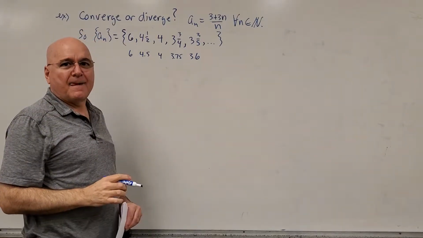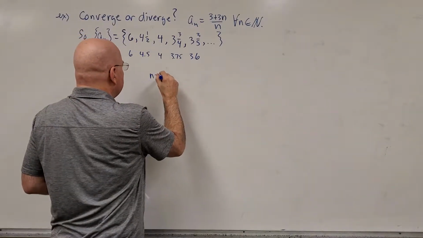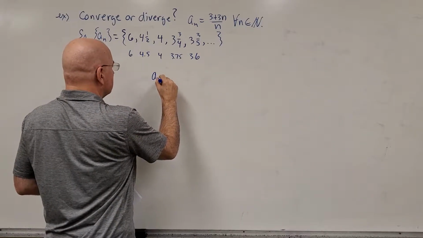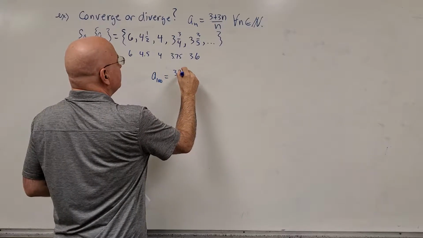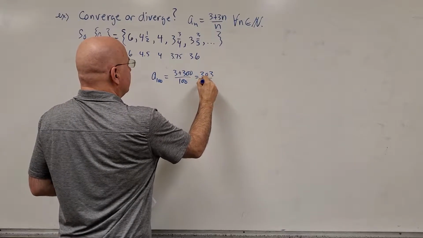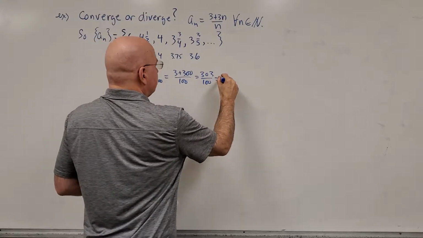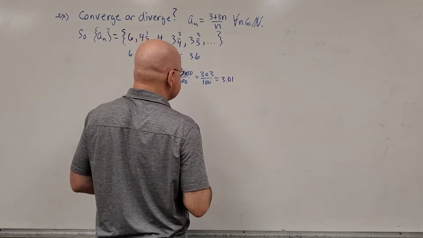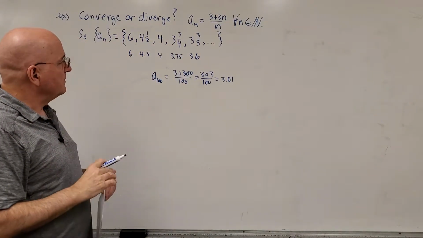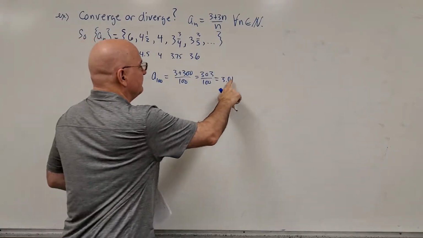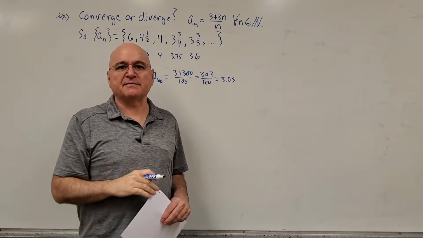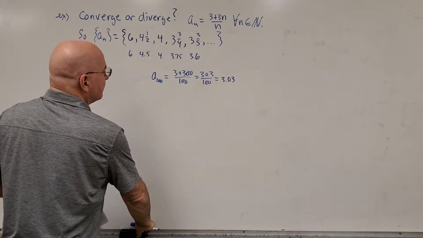All right, let's jump way ahead. N equals, let's just say 100. That would be 3 plus 300 over 100. 303 over 100. That looks to be 3.01. Oh no, goodness. 3.03, right? Anyways, it's very, very close to 3. And it turns out that the limit is 3. This sequence converges to the number 3.